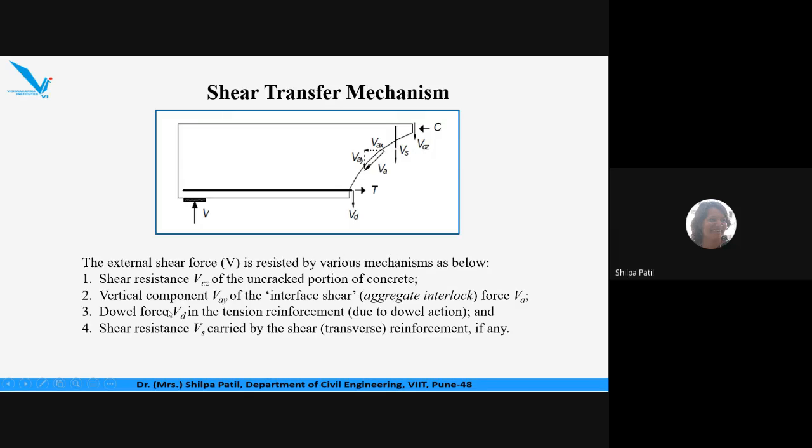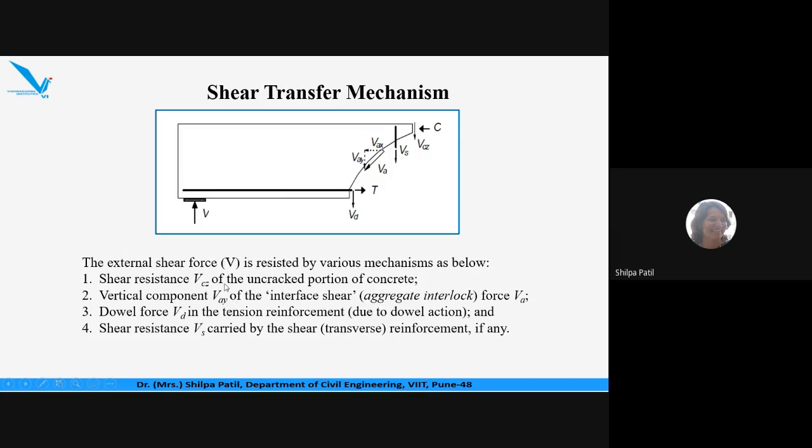Its horizontal component VAX up to a certain extent, and the VD in the tension zone, will be resisted by dowel action. Now, what is dowel action? There is a tensile force present in the tension reinforcement which we have provided in the tension zone of the beam. The vertical component of that tensile force present in the steel also has a certain shear carrying capacity, and that vertical component is called the dowel force in the tension reinforcement, and that dowel force takes care of the remaining shear component in the beam.